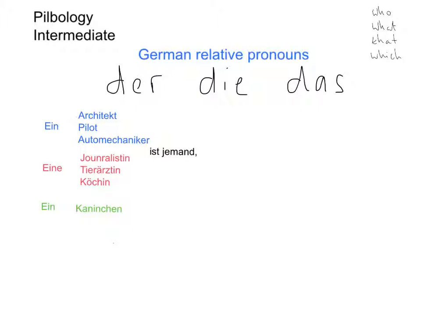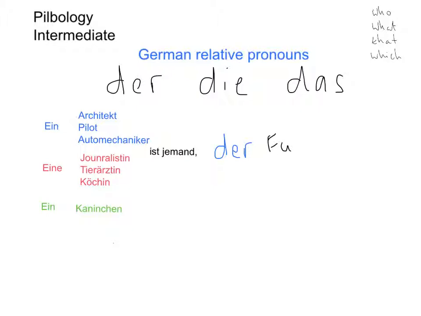If I wanted to explain, for example, what an architect is, or a pilot, or an Automechaniker, a car mechanic, I would quite simply need to say, ein Pilot, let's use Pilot as an example, ein Pilot ist jemand, a pilot is somebody who, or that, flies planes. Fine. So, ein Pilot ist jemand, and the relative pronoun I would need here is der, because it's der Pilot.